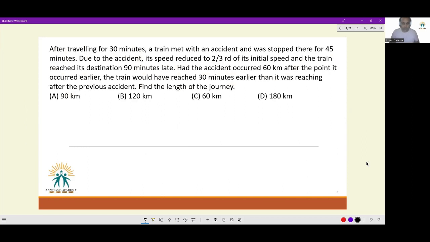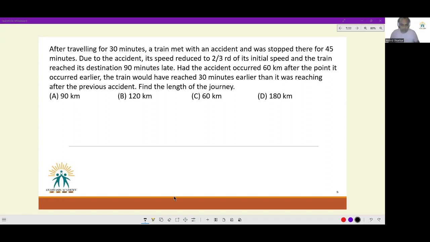But next question. After traveling for 30 minutes, a train met with an accident and was stopped there for 45 minutes. Due to the accident, its speed reduced to 2/3 of its initial speed, and the train reached its destination 90 minutes late. Had the accident occurred 60 kilometers after the point it occurred earlier, the train would have reached 30 minutes earlier than it was reaching after the previous accident. Find the length of the journey.